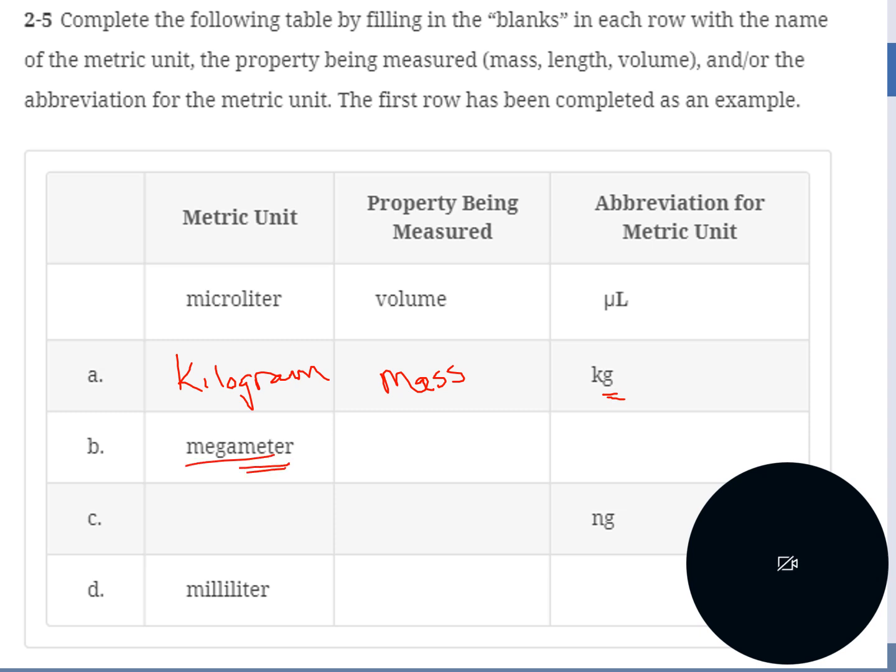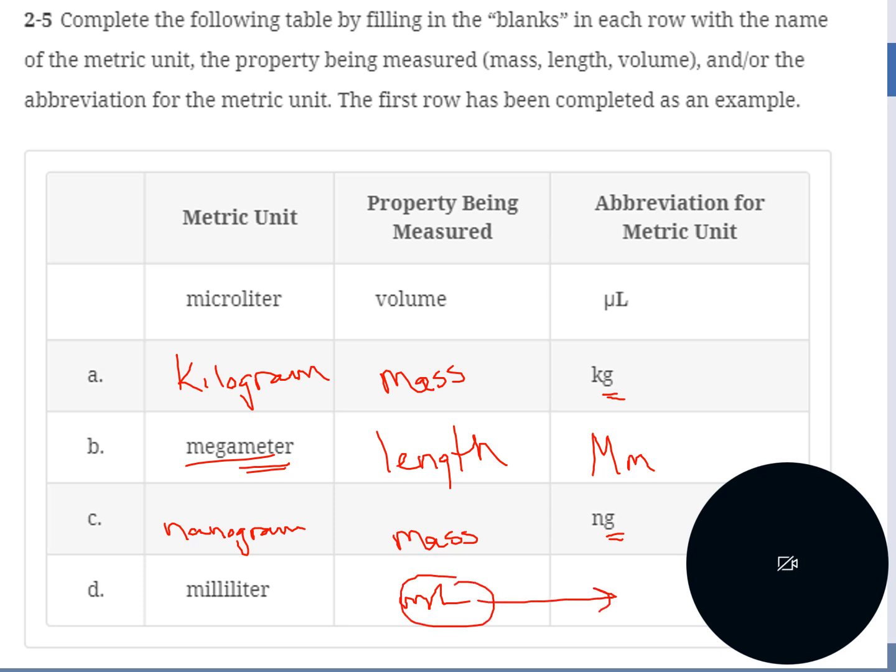Megameters, meters is a unit for length. And writing our symbol, notice the capital M and the lowercase m. Nanogram, grams are used for mass. And milliliter, notice the capital L. Oh, that actually goes over here. And this should have been length.